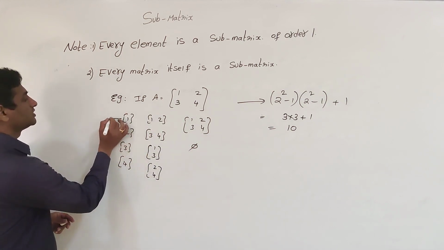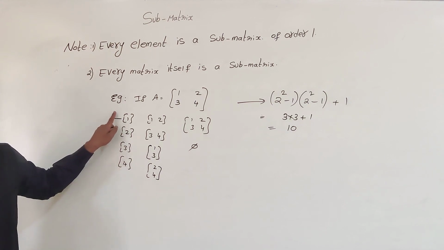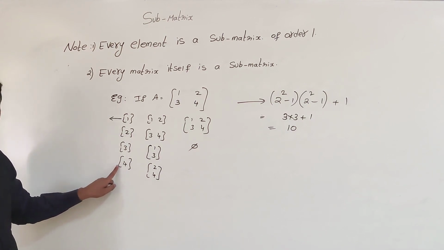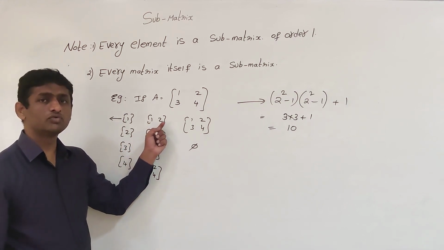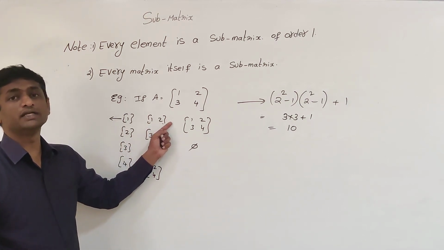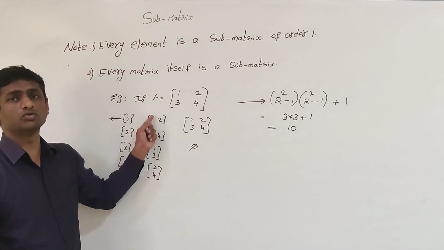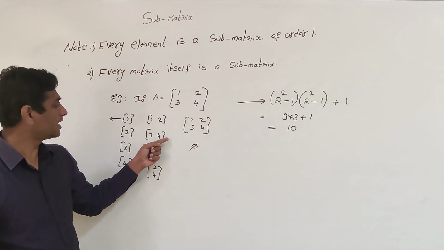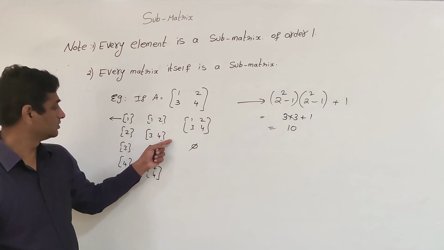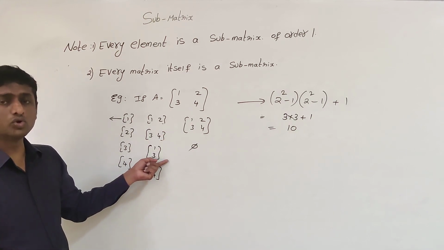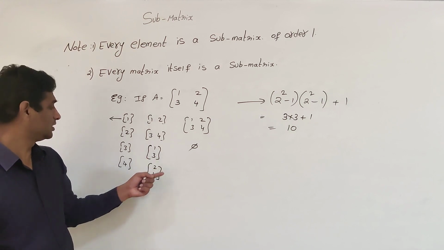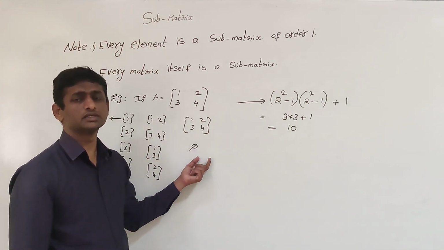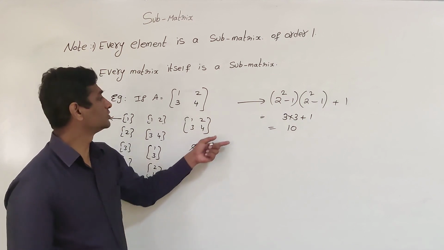Now what is the size of this matrix? It is of order 1 by 2. It has only one row and two columns. Similarly, this matrix is of size 1 by 2, and this one has 2 rows and 1 column, so 2 by 1, and 2 by 1, and it is 2 by 2. So these are the 10.